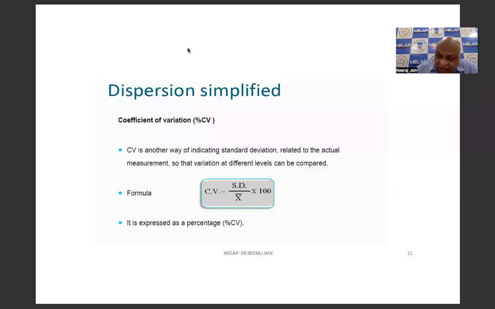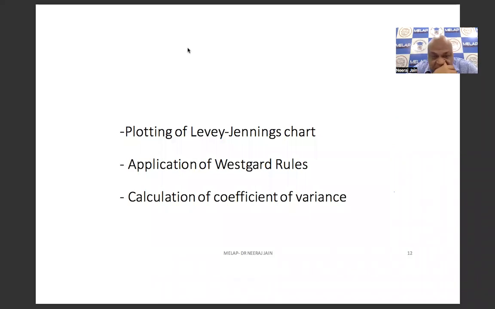But right now we have mean, we have SD, we have CV. This much information is not sufficient. We need some more information. What is that? We have to plot the Levey-Jennings chart. We have to apply Westgard rules. So now, how are these LJ charts plotted?